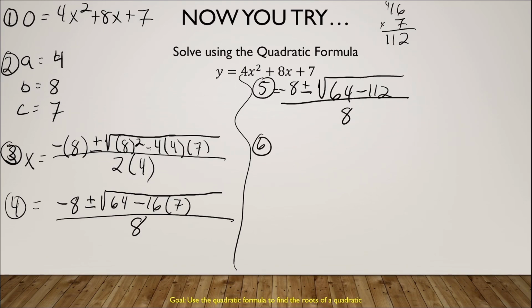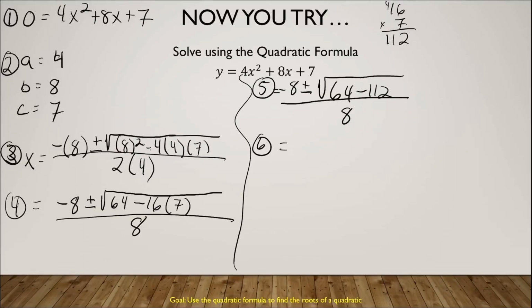Okay, step 6. I'd say negative 8 plus or minus. So let's see, we want to go 64 minus 112 here. We know this is going to be negative. So we get plus or minus the square root of negative 48 all over 8.